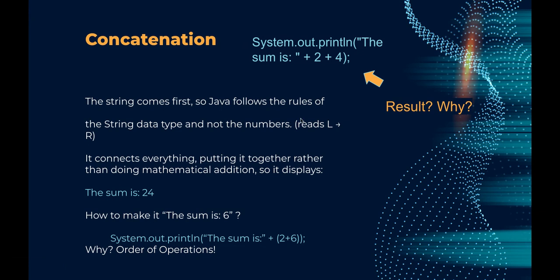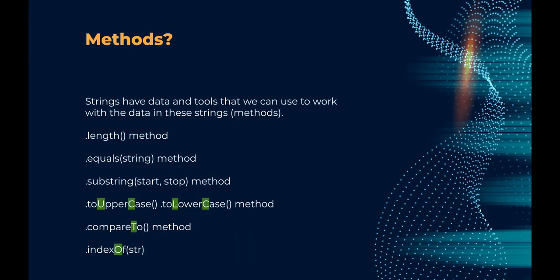But what if we want to make this 6? Well, we're going to put parentheses next to the 2 and 4, putting them in between the parentheses, because of order of operations, PEMDAS. Parentheses come first. Okay, cool.